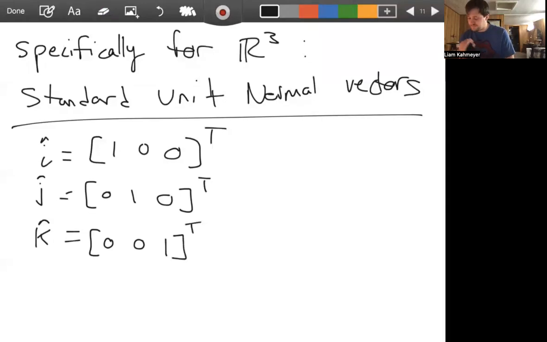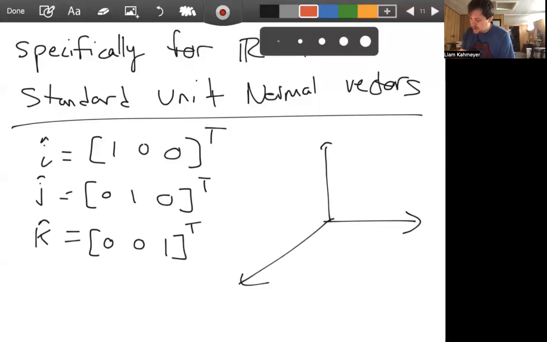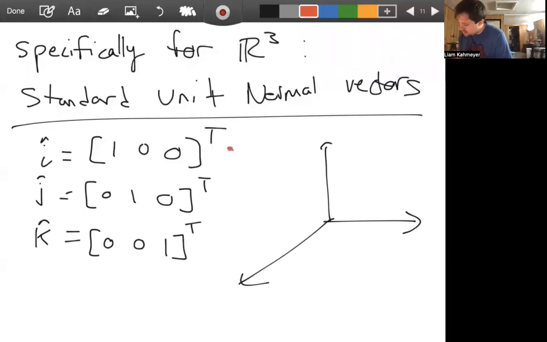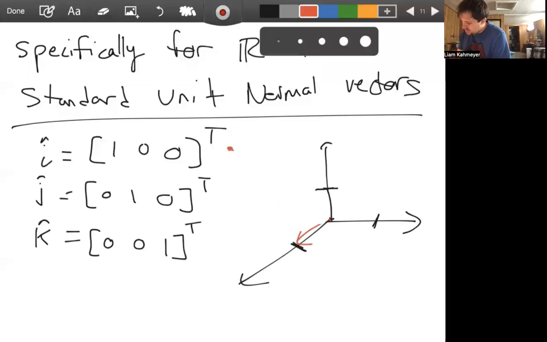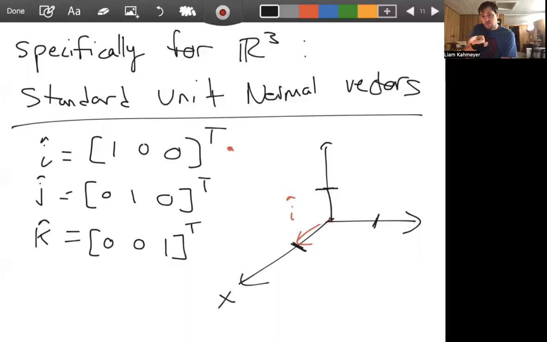Okay, so we have these. What do these look like in 3-dimensional space? Let's draw I hat in red here. So this is the vector 1, 0, 0. Maybe I'll just write I hat here. Let's give ourselves units. That's 1 length, 1 length. So this would be I hat because it has direction 1 unit in the X direction and then no direction in the Y or Z directions.